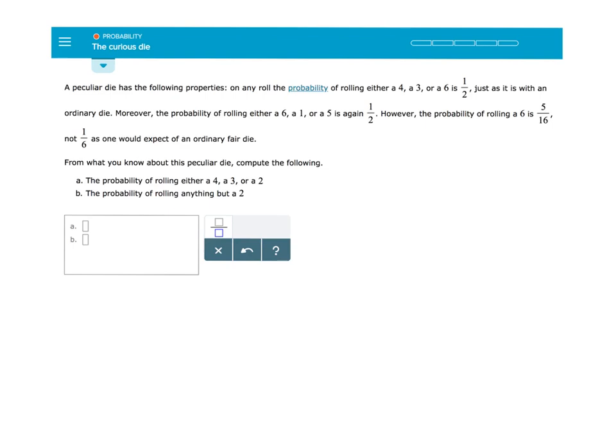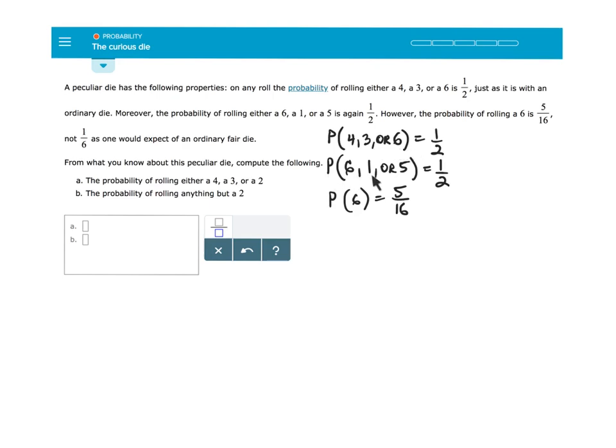From what you know about the peculiar die, compute the following. The probability of rolling either 4 or 3 or 2, and again the probability of rolling anything but a 2. First of all, I would like to write down what I know about this peculiar die. So I know that probability of getting 4, 3, or 6 is 1/2. Similarly, probability of getting 6, 1, or 5 is 1/2, and probability of just 6 is 5/16.